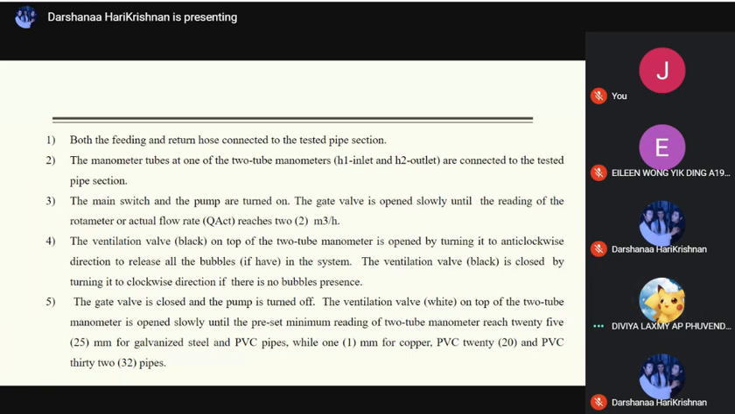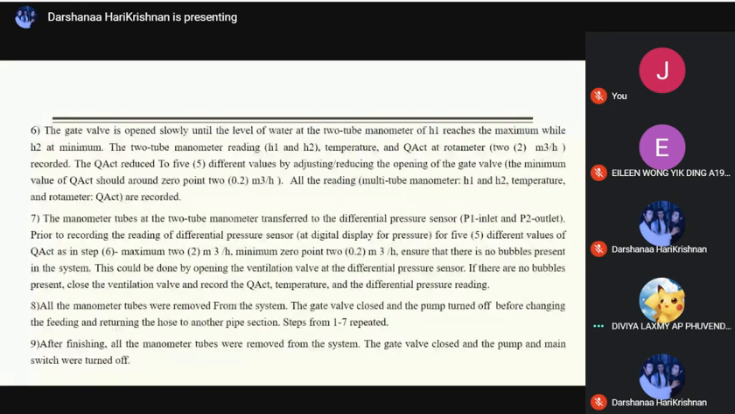Next, the gate valve is opened slowly until the level of the water at the two-tube manometer of H1 reaches the maximum while H2 is at minimum. The two-tube manometer reaches equilibrium. The temperature and actual flow rate at the rotameter, which is 2 meter cube per hour, are recorded.